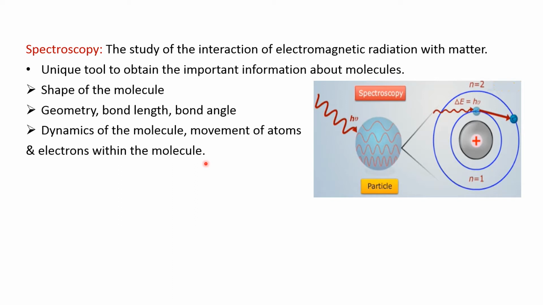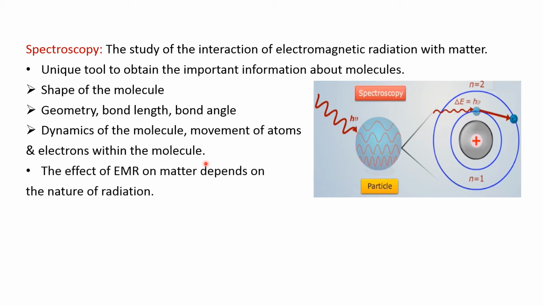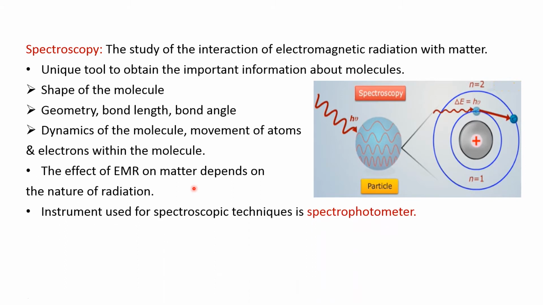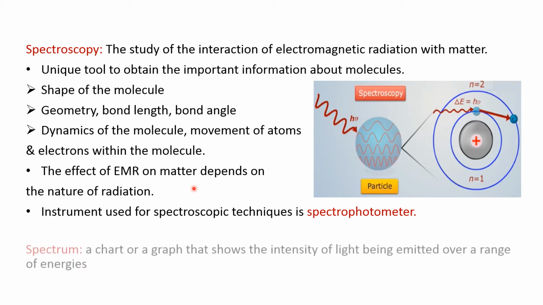Since it is molecular spectroscopy, you can find out the shape of the molecule, its geometry, bond length and bond angle, and it also helps us to trace the movement of atoms and electrons within the molecule. The effect of electromagnetic wave on matter depends upon nature of radiation. There may be different types of electromagnetic radiations. So the instrument used for all these spectroscopic techniques is a spectrophotometer or a spectrometer. Even spectrometers are of different types basing on the electromagnetic radiation that we are using.